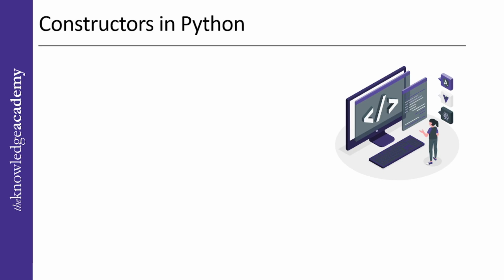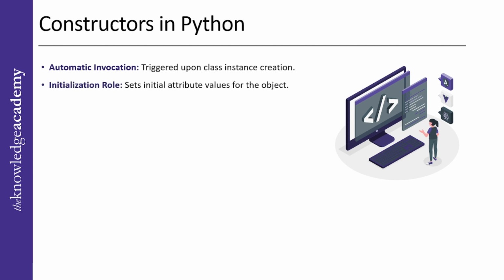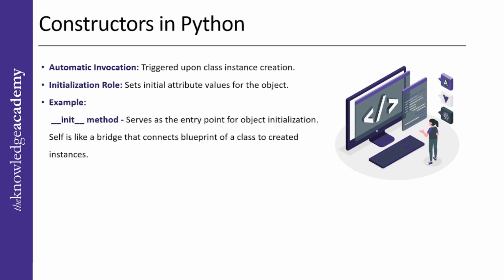Constructors are special methods within a class that are automatically called when a new instance of the class is created. The primary purpose of constructors is to initialize the object's state by setting initial values for its attributes. Constructors, such as the __init__ method, serve as the entry point for initializing objects. Inside the __init__ method, self is used to refer to the current instance of the class, enabling us to set initial values for the object's attributes based on parameters passed to the method.